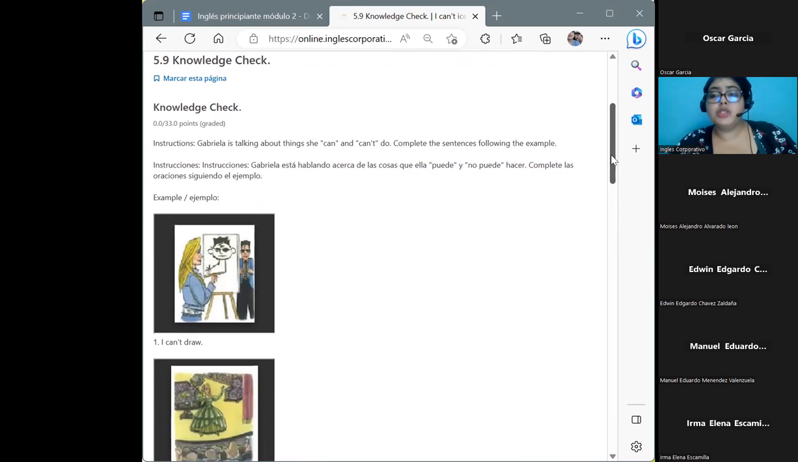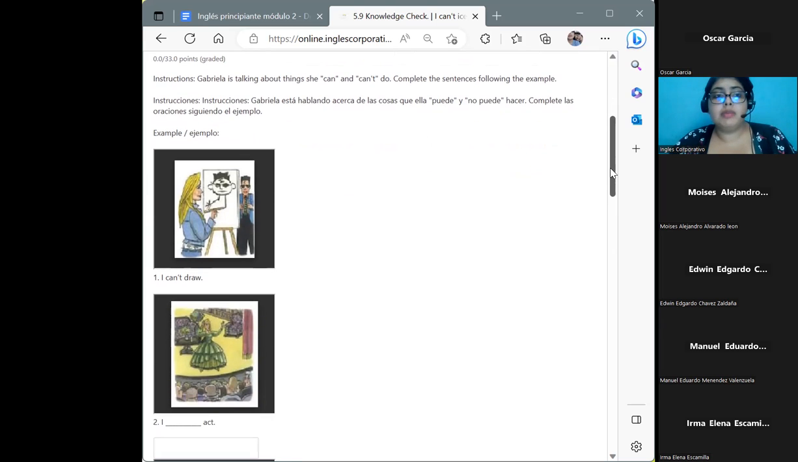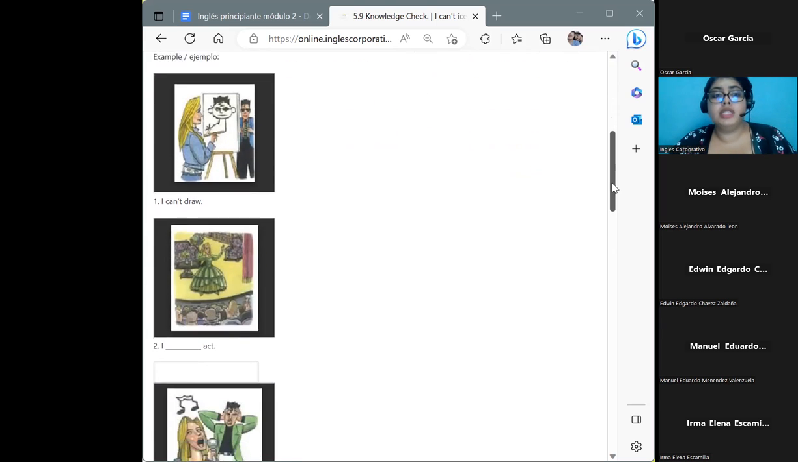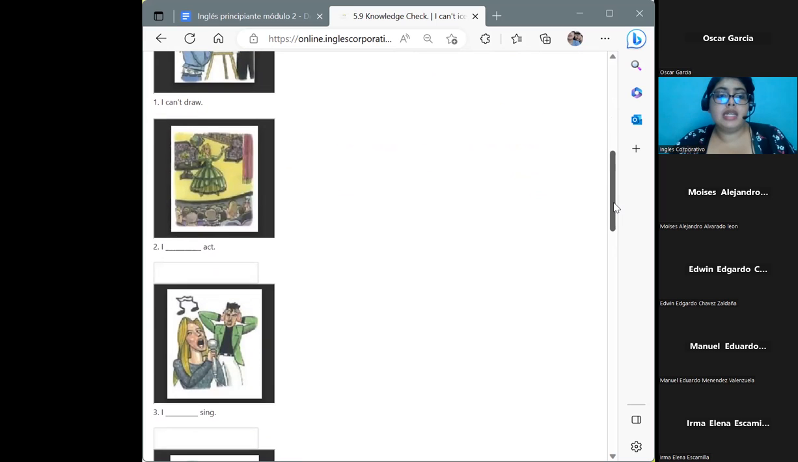So, we're going to see, in this case, it said, Gabriela is talking about things she can and can't do. Complete the sentences following the examples. Aquí, Gabriela está hablando de las cosas que ella puede y no puede hacer. Entonces, vamos a completar las oraciones siguiendo este ejemplo. I can't draw. Ella no puede cantar. Pero ella dice, I can or can't sing.